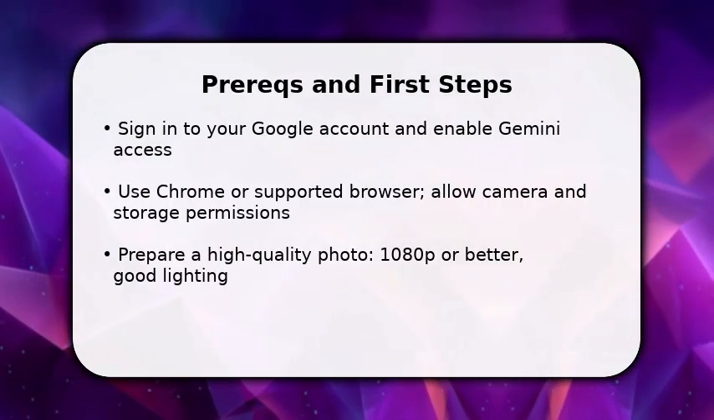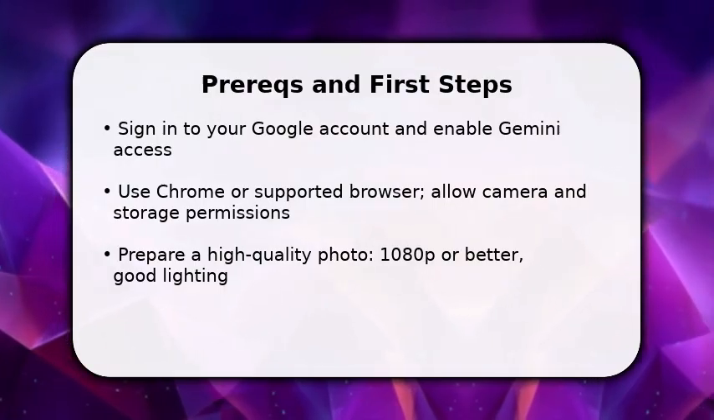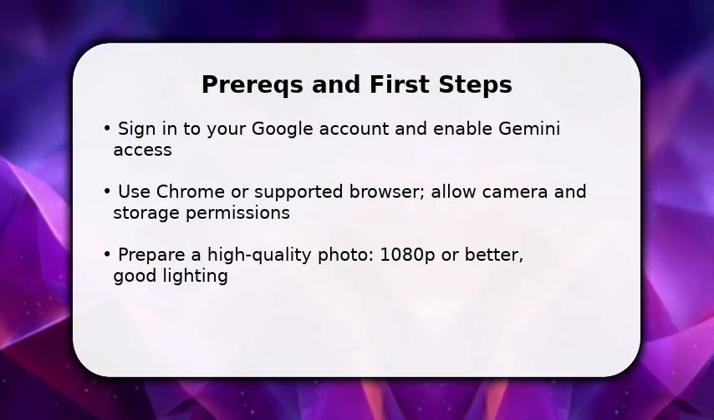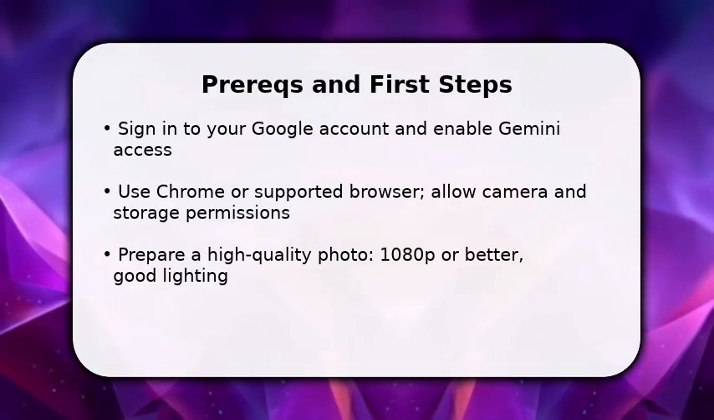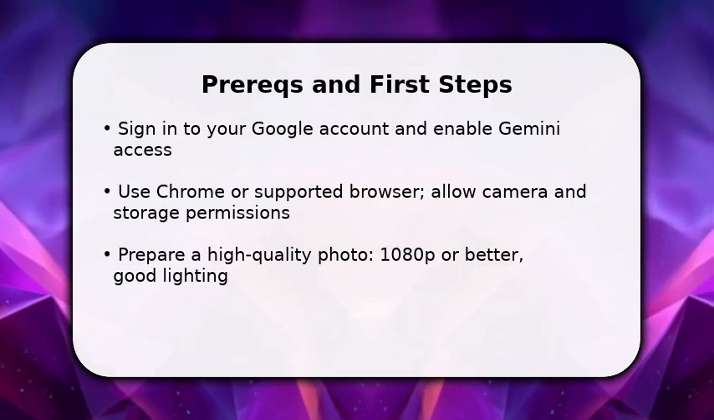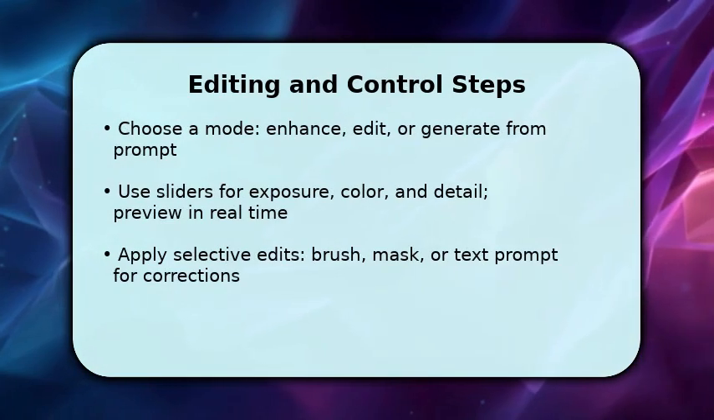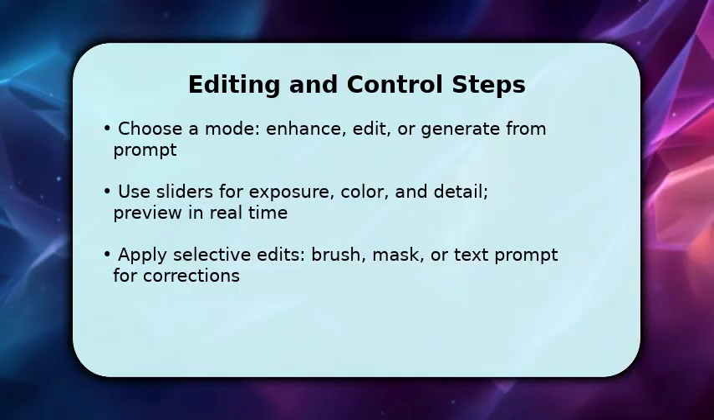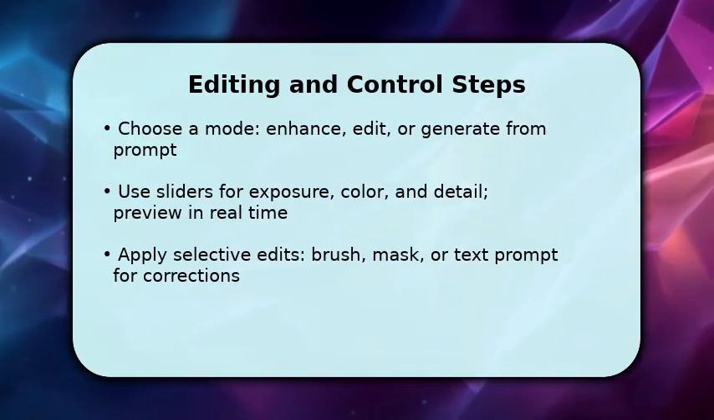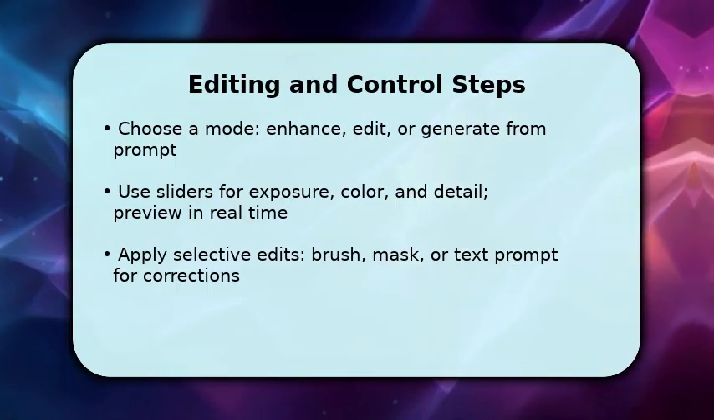This improves AI results. Now upload or capture the image, name the project, and select the photo editing or generative photo mode to begin the first processing. You now refine the image by choosing a mode: enhance for quality, edit for specific fixes, or generate to add new elements from a prompt.